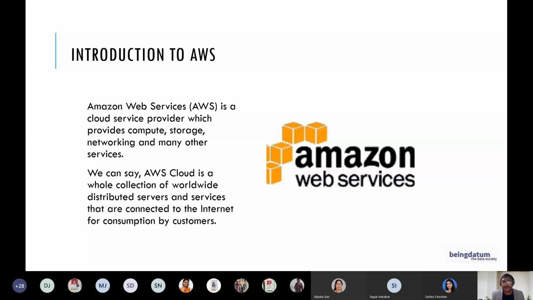It gives you different kinds of web services as well, like Apache web services, Nginx web server, different things. So it has more than hundreds of services which can be utilized by the users, by the customers, and they can build their applications on the cloud or on Amazon Web Services.